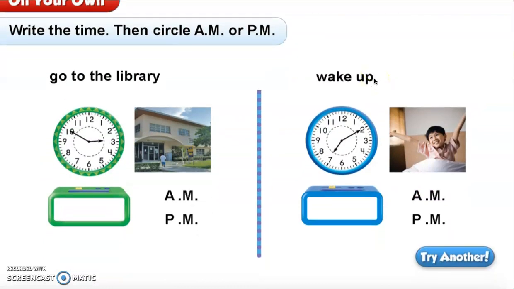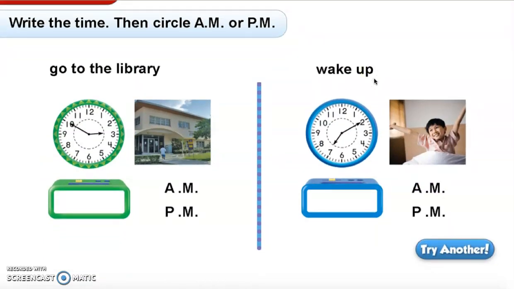So it says write the time, then circle AM or PM. What this is showing here is that going to the library is going to be at this time. So first we have to find out what time that is. Okay, so the hour hand is pointing almost on the 3, not quite, in between the 2 and the 3. So that means that the hour is going to be 2. And then we have to find out how many minutes. So we're going to count by 5s all the way to the 10. So 5, 10, 15, 20, 25, 30, 35, 40, 45, 50. So this time is showing 2:50.